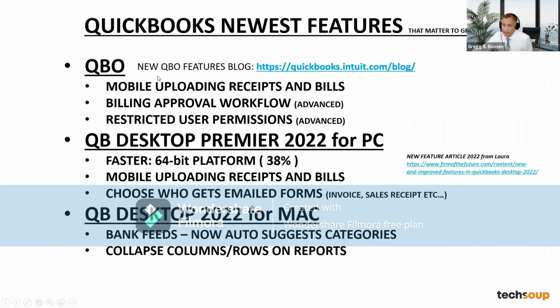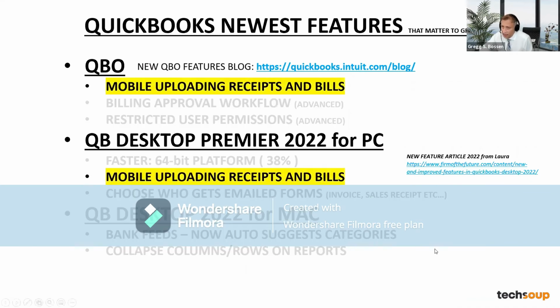But I'm going to spend the rest of the time looking at the QBO and the desktop changes. And the main thing I want to focus on before we get into the best setup for nonprofits is this mobile uploading of receipts. Okay, so let's take a look and see how this works. So the idea is that when you're out at a restaurant, you'll be able to take your phone and take a picture of the receipt and then upload it into QuickBooks and then attach it to transactions in QuickBooks.